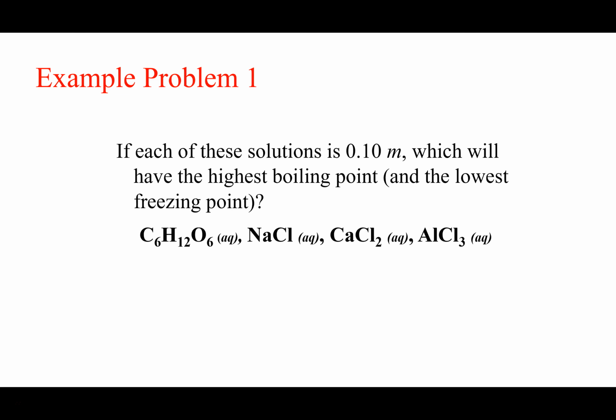So you might run into this sort of problem where we have these four solids. AQ means we're going to dissolve them in solution. If you have a 0.1 molal solution of each, which one is going to have the greatest effect on raising the boiling point temperature? In other words, remember, boiling point elevation is a colligative property. So which one is going to give you the most particles?